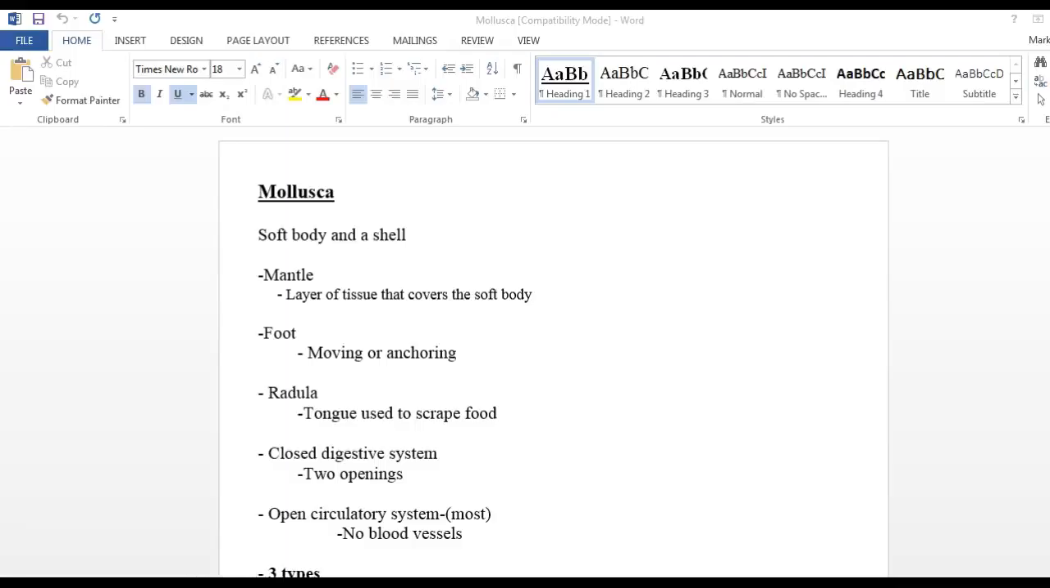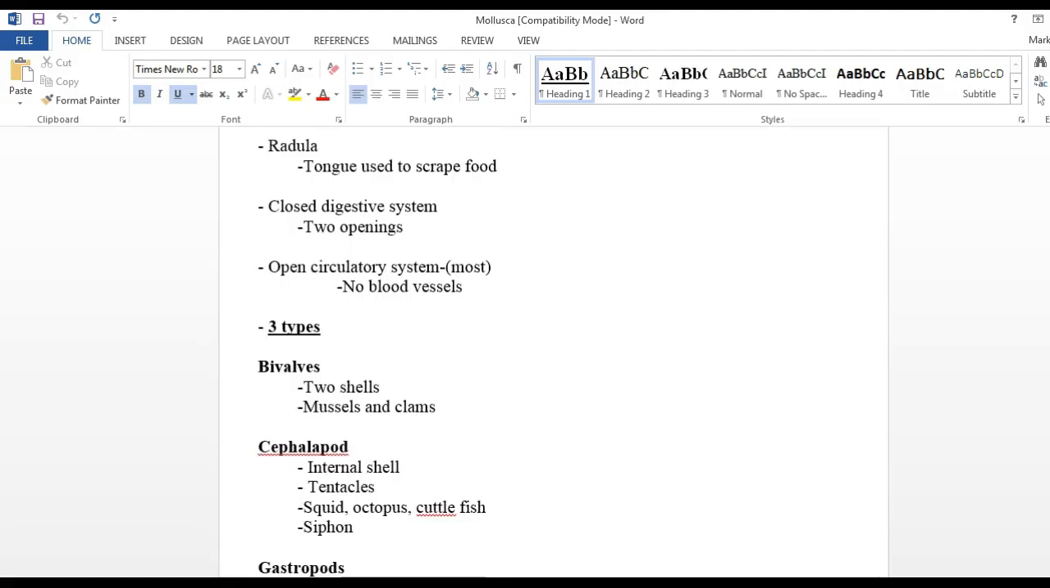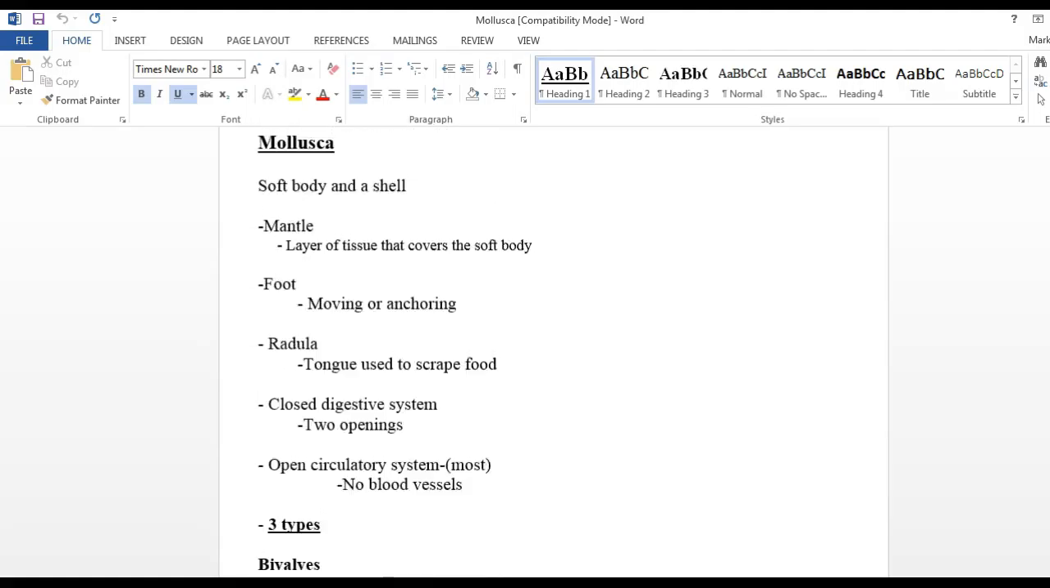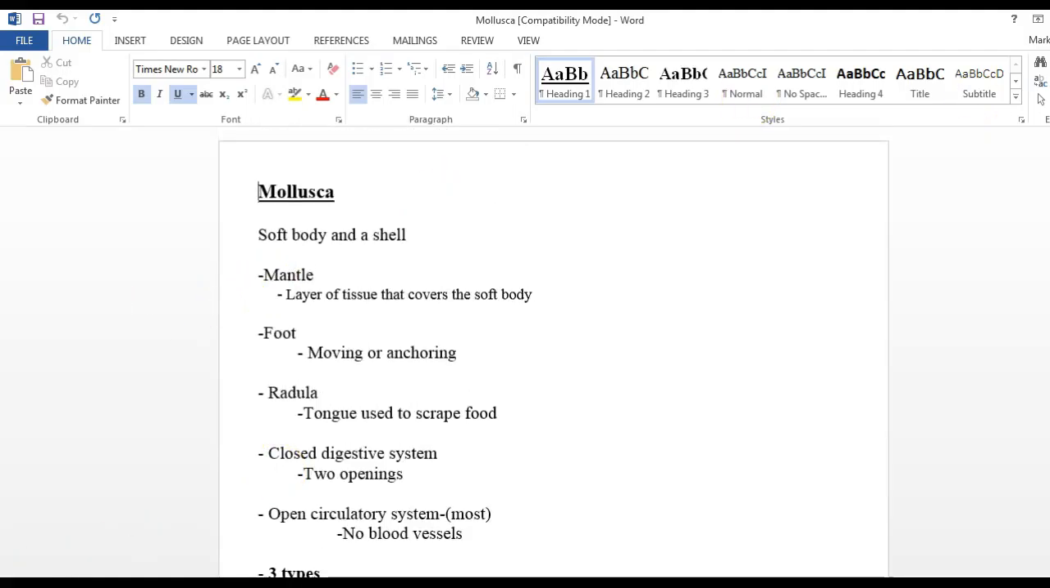Alright, so this could be our initial notes on Mollusca. We're going to be looking at a couple phyla here, but we just wanted to find the general basic characteristics of all organisms in this phylum. Included in this are bivalves, cephalopods, and gastropods. We'll come back to those in a minute, but all of these, whether they're a clam or a snail or a squid, they all have these basic characteristics.